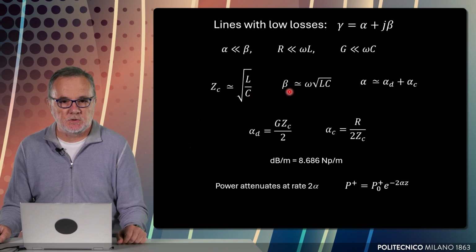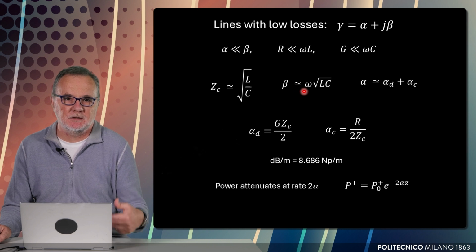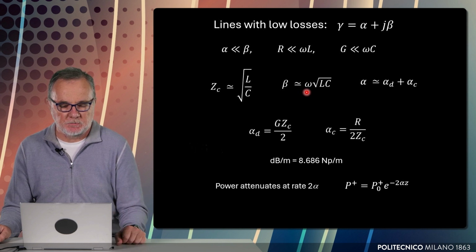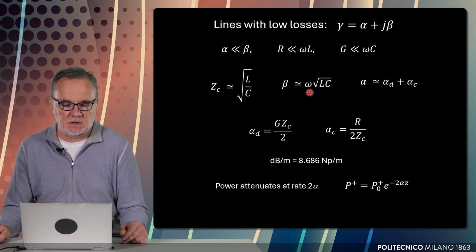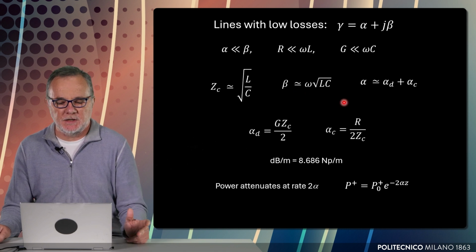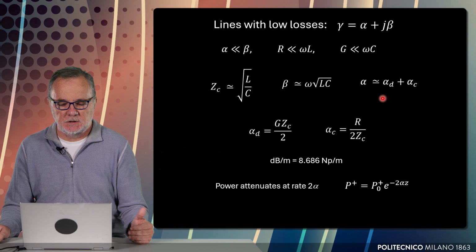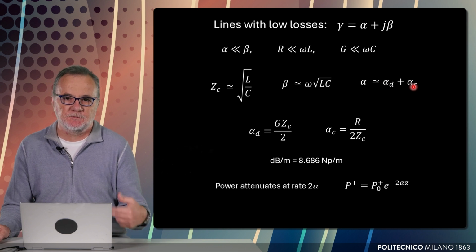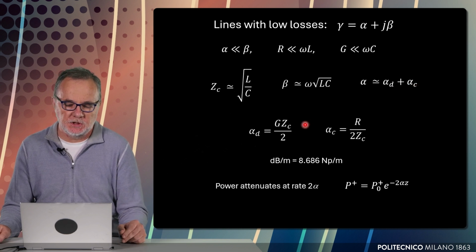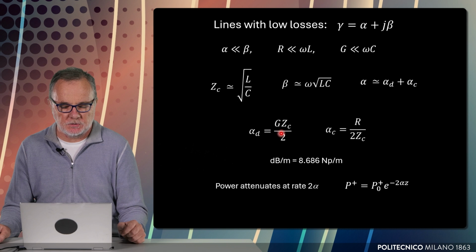Not only that, we also have that the propagation constant is approximately the same as that in the lossless case. The propagation constant in the lossless case is omega square root of LC, so we take the same value. We only add an attenuation that can be written as the sum of the attenuation due to dielectrics plus the attenuation due to conductors. These two are obtained as functions of Zc and of G and R. The two expressions are shown here.